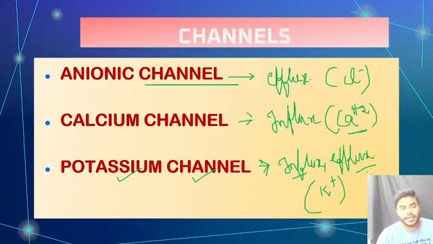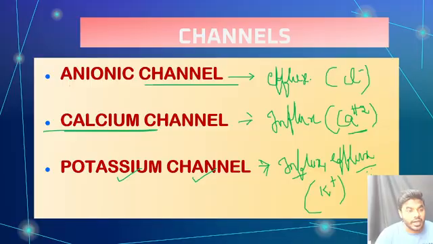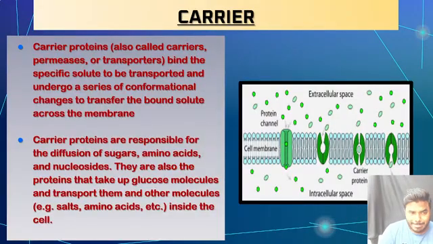If calcium wants to come inside, what do we require? We require the calcium channel. And the next one, the anionic channel: if an anion, especially chlorine, wants to go outside, it will use this particular channel. Don't forget that.